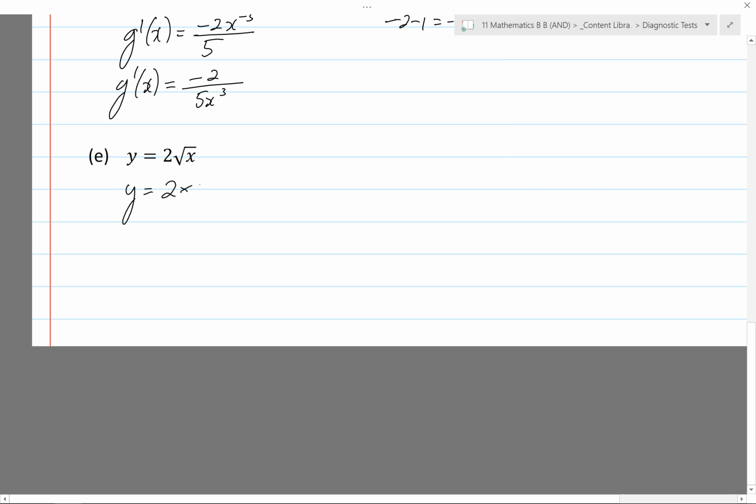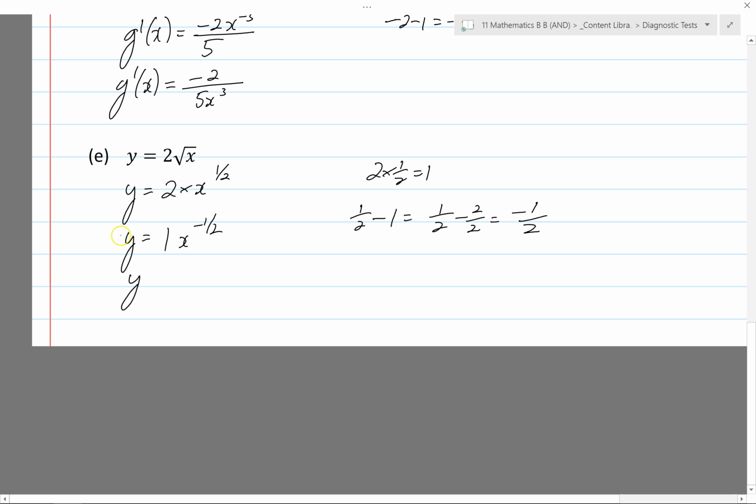This is 2 times x to the power of a half. If I had cubed root of x, it would be x to the power of a third, etc. So to differentiate, just the same rule as always. 2 times a half gives me 1, and then reduce the power by 1. So a half minus 1 is a half minus 2 on 2, or negative a half.